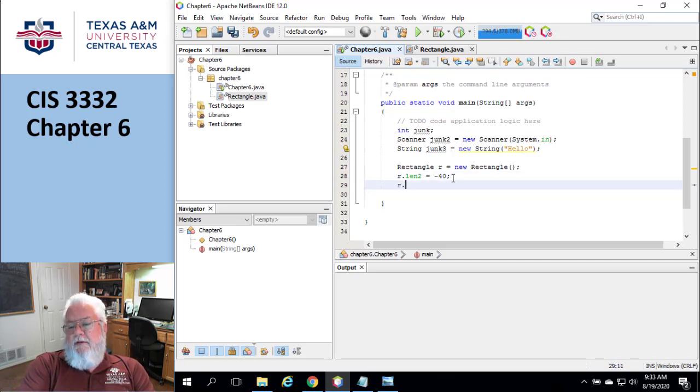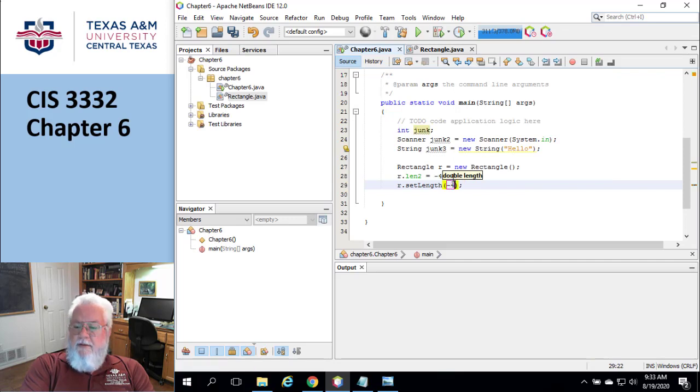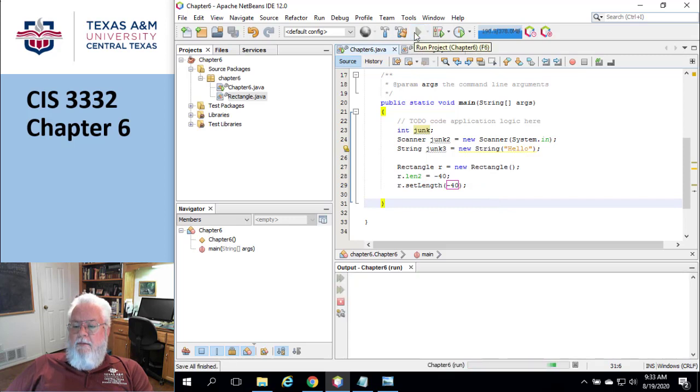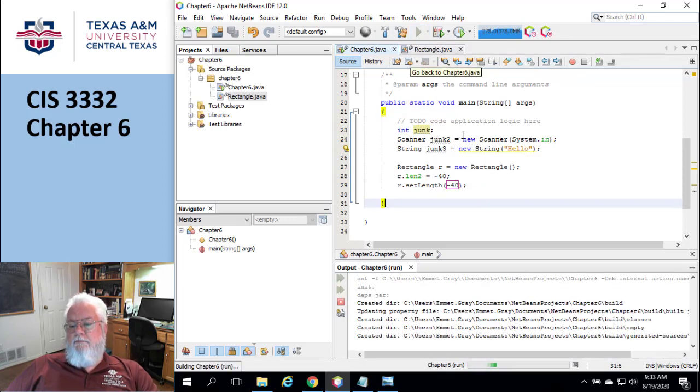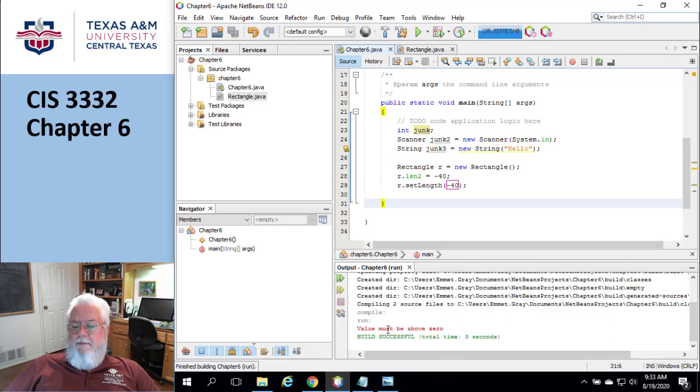But if I said set length minus 40, when I run this, it's going to say, sorry, value must be above 0. So this didn't generate an error at all.